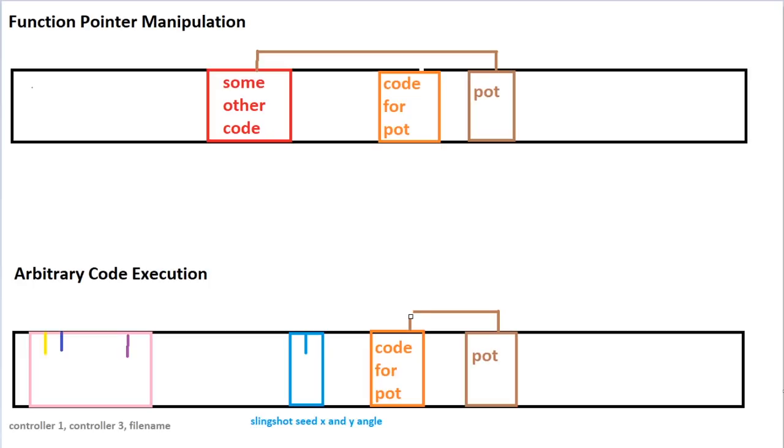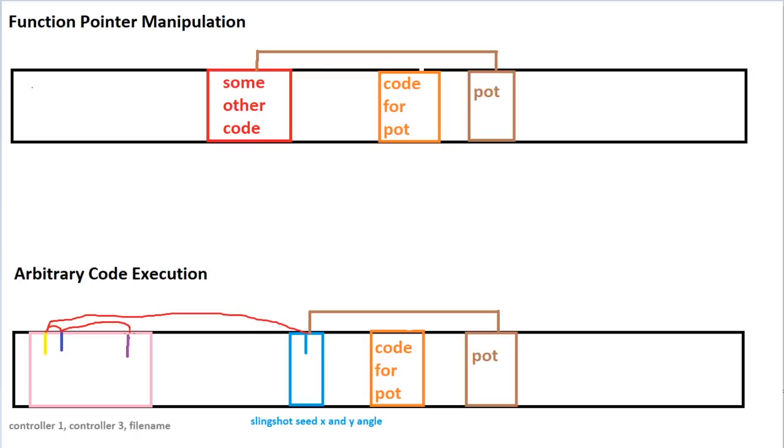Then when you use SRM to change the location of this draw function for the pot, to then look at the data with the slingshot seed that we created, now you're executing code that you wrote yourself in the game with data. And with this data, you write jumps so that execution will go from the slingshot seed over to the controller, over to controller 3, and then down to file name to execute code that you wrote yourself with data.